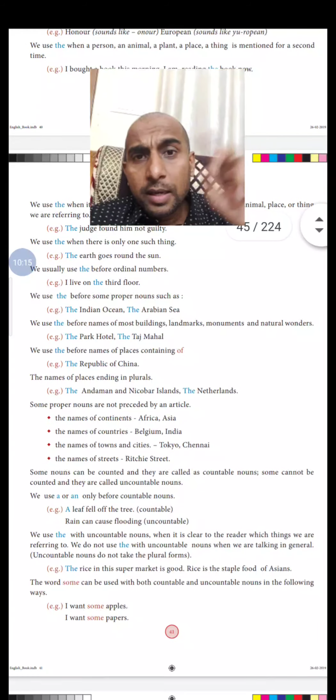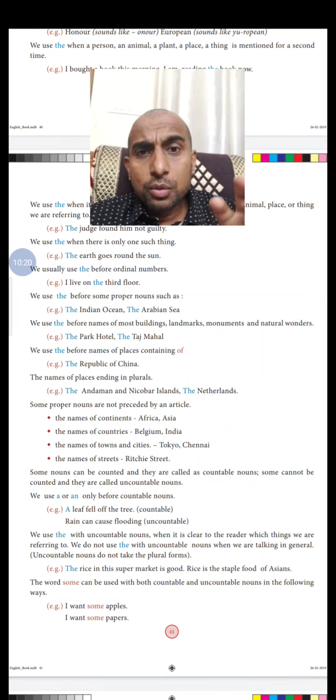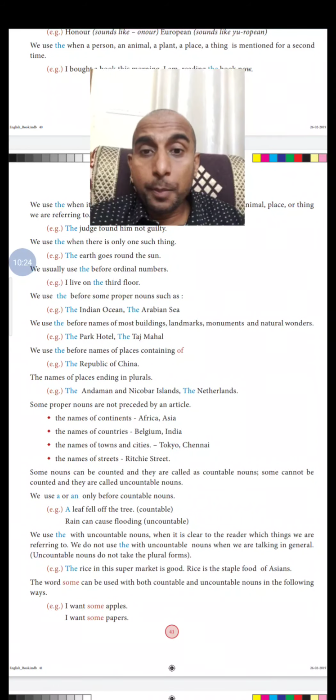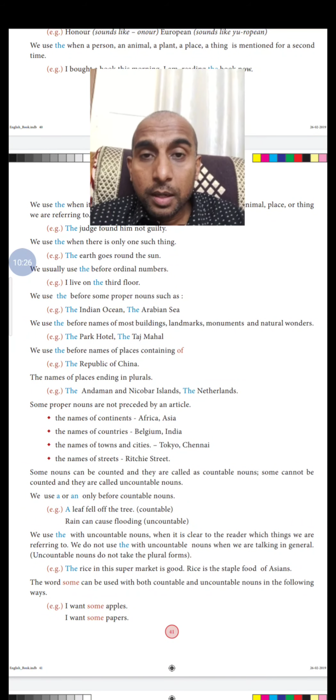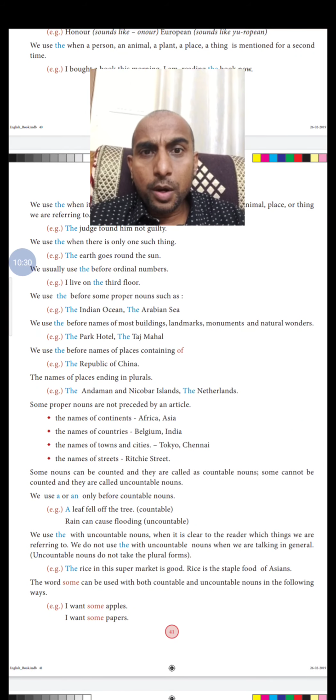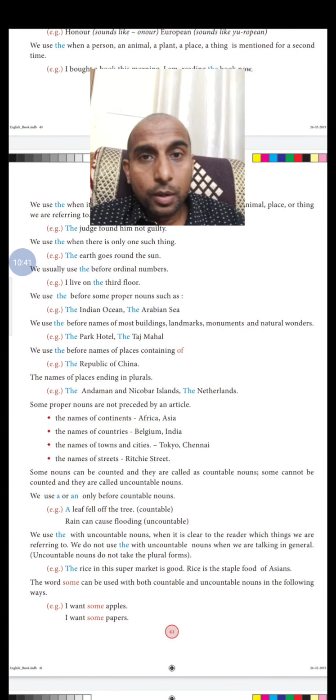But earlier I mentioned you use the before proper nouns, but there are also a few other places where we don't use the before proper nouns. For example, some names of continents like Africa. Those are all proper nouns. Africa is only one particular thing, but we don't use the. There are also exceptions. Africa, Asia, etc. Then names of countries like India, we don't say the India, isn't it?